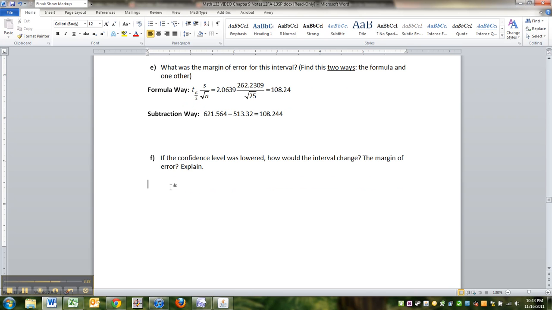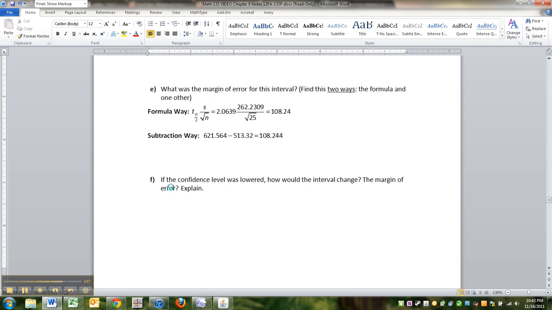Now, if the confidence level was lowered, if we went to like a 90%, how would the interval change? And how would the margin of error change? So remember that if the confidence level is lower, that means that you're less certain that you caught the fish, if you will, right? So the confidence level lowered causes the interval to become smaller, which means the margin of error is also smaller, because they go hand in hand. When the confidence level lowers, the margin of error goes smaller and the interval size gets smaller.